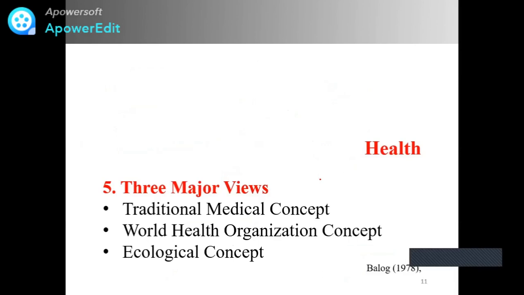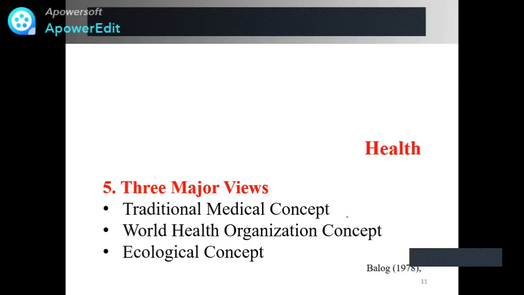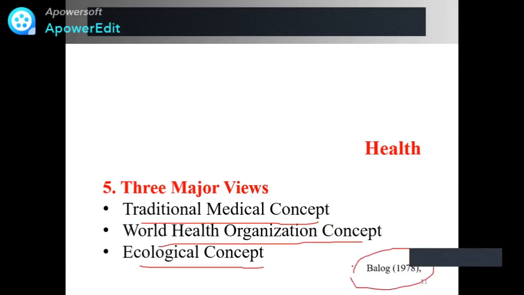As suggested by Black, 1978, three major views of health have emerged in the recent past. According to this scholar, there are three views of health. One is the traditional medical concept. The second one, the World Health Organization concept. Then the last one, the ecological concept, according to Black, 1978.